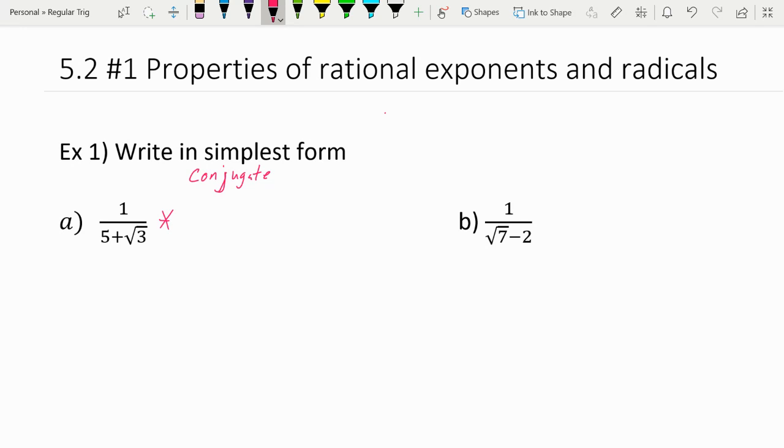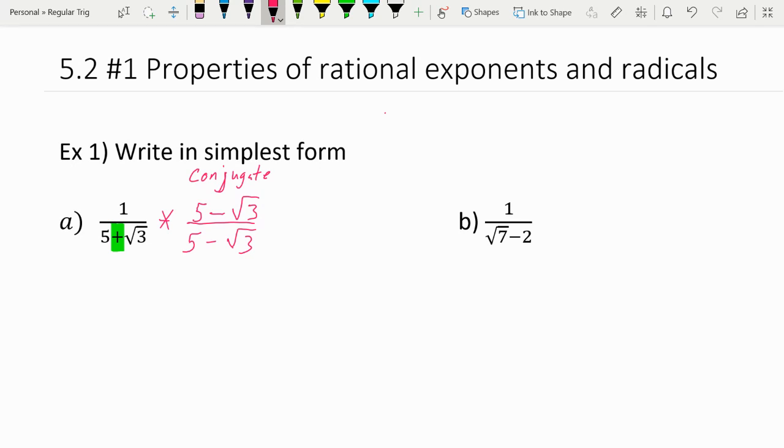So this conjugate, all we're going to do is look at the denominator, but more specifically, we're looking at the sign. All a conjugate is, is I look at the denominator and I change the sign. So it was a positive, now I'm going to change it to a minus. That's all we do. And I'm going to do the same thing in the denominator.